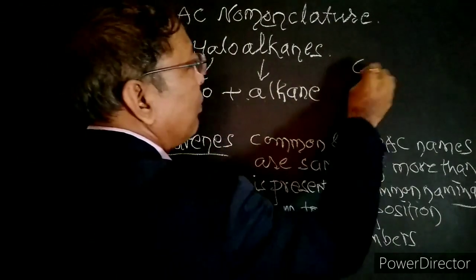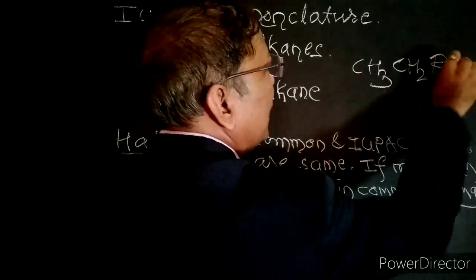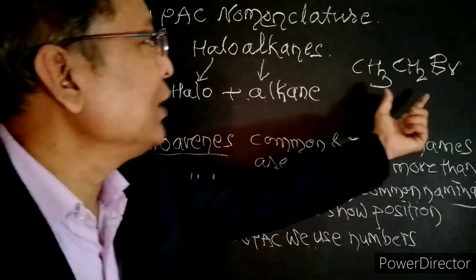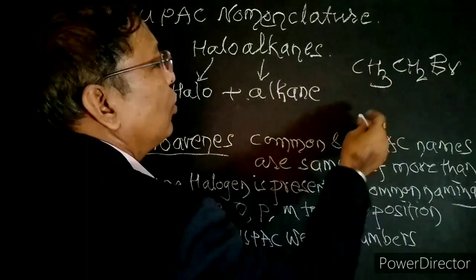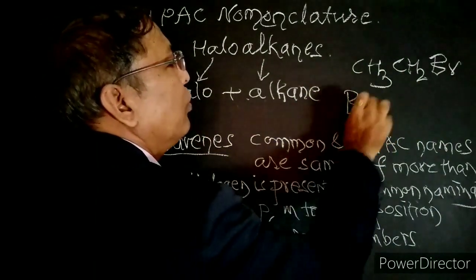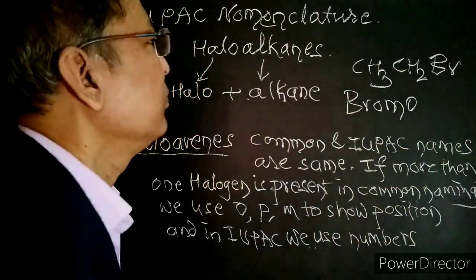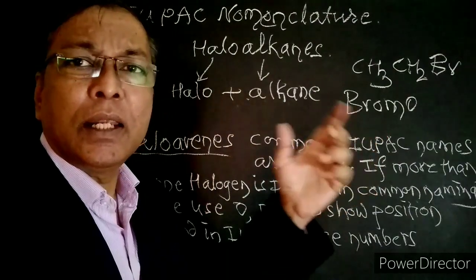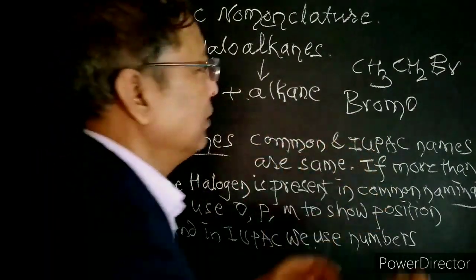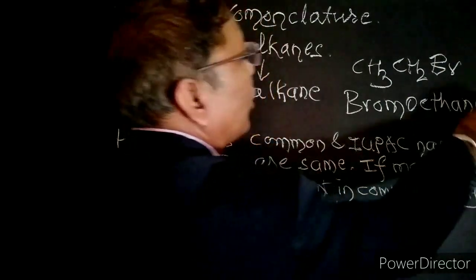For example, CH3CH2Br. If I want to write its IUPAC name, I have to write the halo group first. That is, bromine is there, so in short, we write bromo. Then, what is the name of this alkane? Alkane containing 2 carbon atoms is ethane. Bromoethane is the IUPAC name of this.